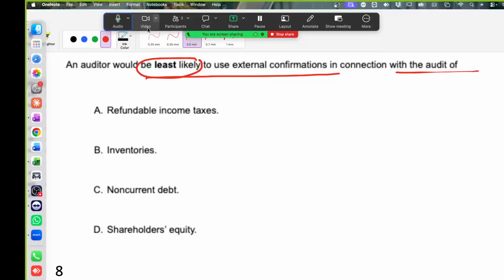Okay, do you send a confirmation request to the government? Sir, Tax department, do you send a confirmation request? Tax department, no. No. So the answer is A.